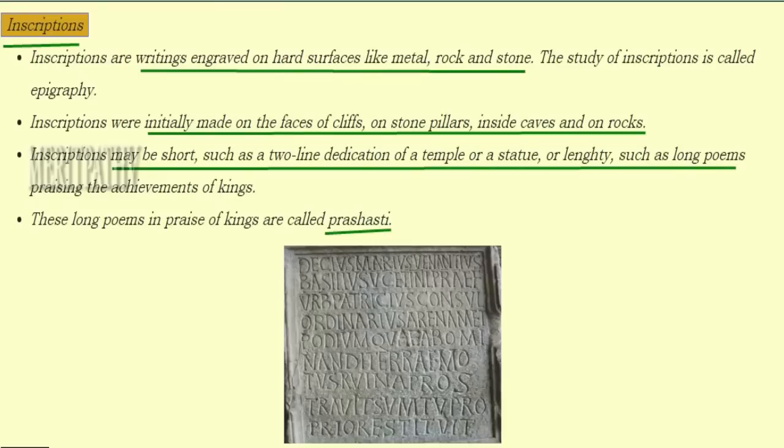Inscriptions means writings engraved on hard surfaces such as metal, rock and stone. The study of inscriptions is called epigraphy. These inscriptions were made on the faces of cliffs, stone pillars, inside the caves or on rocks. They were either short, one or two-line dedications of a temple or a statue, or lengthy like a poem, and they used to praise the achievements of kings. The long poems in praise of the kings are known as Prashasti. In this image we see inscriptions.